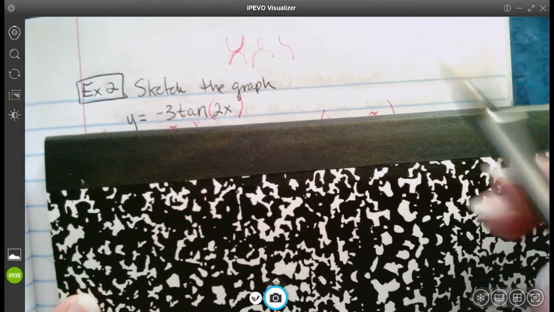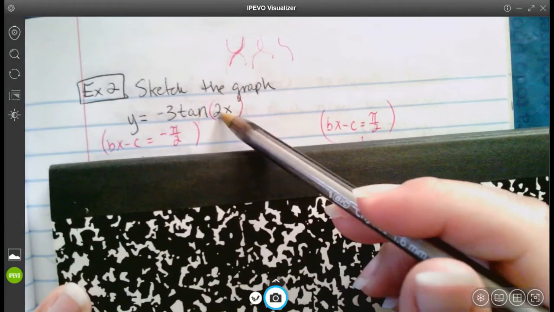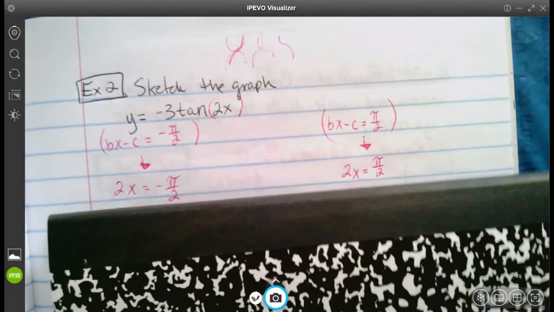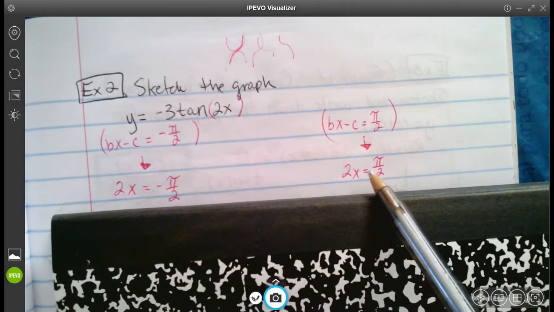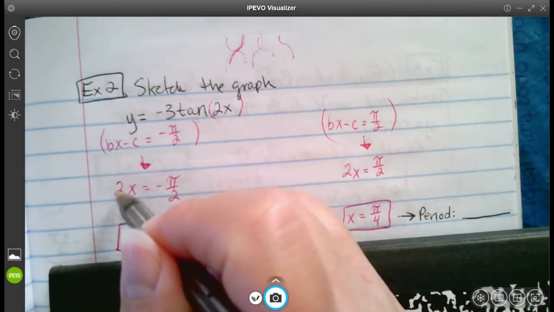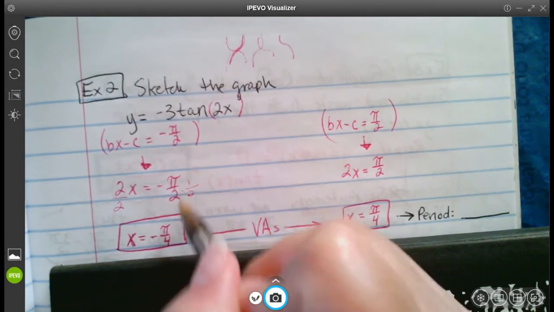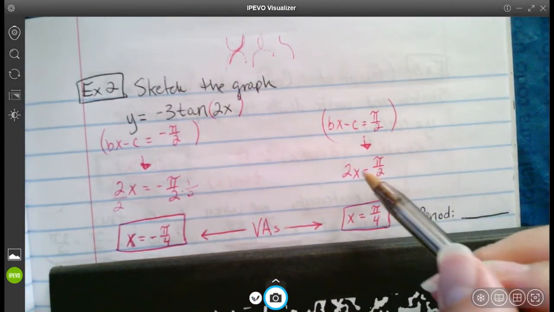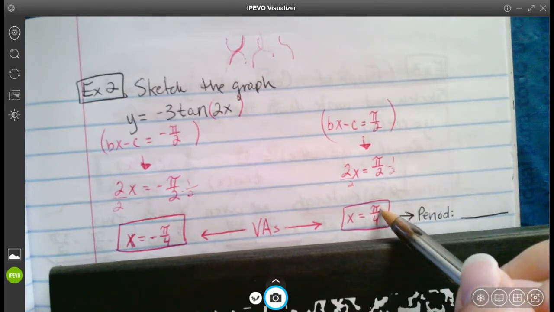Let's start with the first step, which is to find two consecutive asymptotes. We do that by setting bx minus c, which is the inside, equal to negative π/2, and then also to π/2. My inside is just 2x, so 2x equals negative π/2, 2x equals positive π/2. If we solve this, we divide both sides by 2, or multiply times a half, think of it that way also. We get negative π/4. Same thing on this side, if you divide by 2 or multiply by a half, we get π/4.